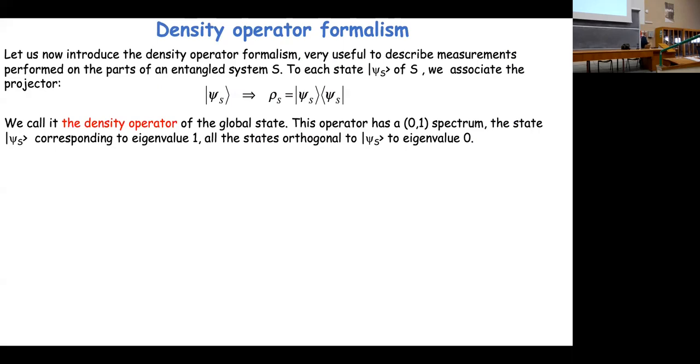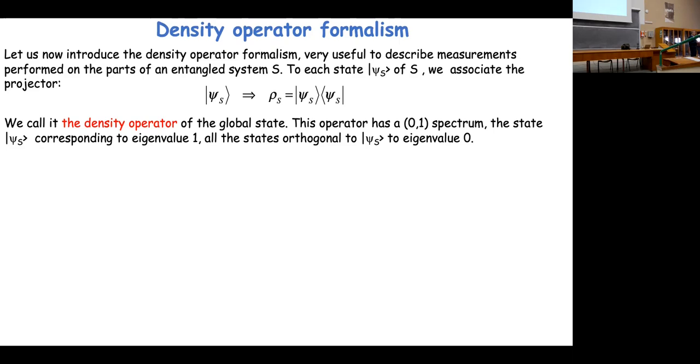Now, why do we need the density operator formalism? I will start first by describing what the density operator is for a pure state, for a quantum state, as the ones we have been studying up to now. When you have a quantum state of a global system psi S, you can always associate to this quantum state the projector on this state. What I have written on the right, P_S, is just the projector on the quantum state. So each quantum state has its projector.